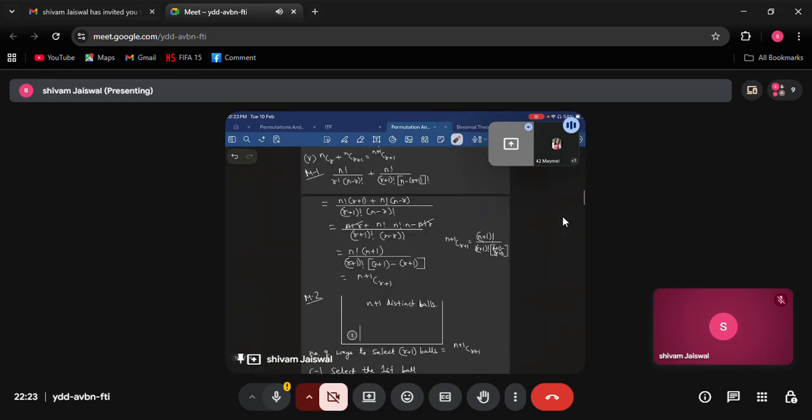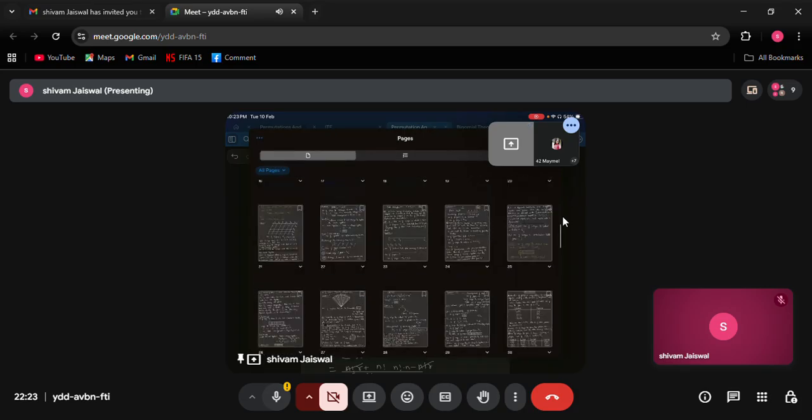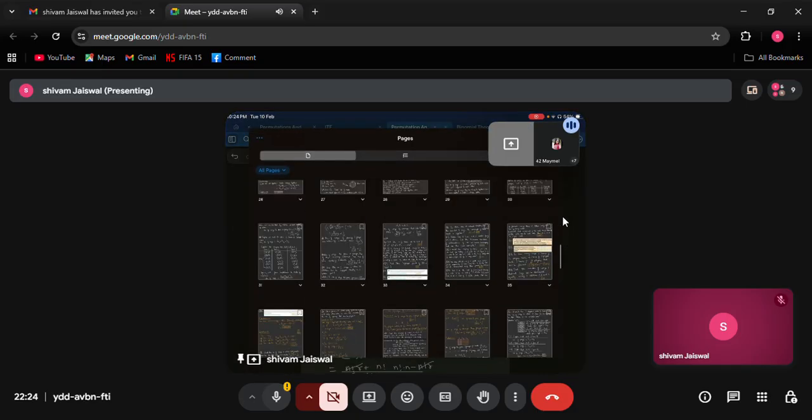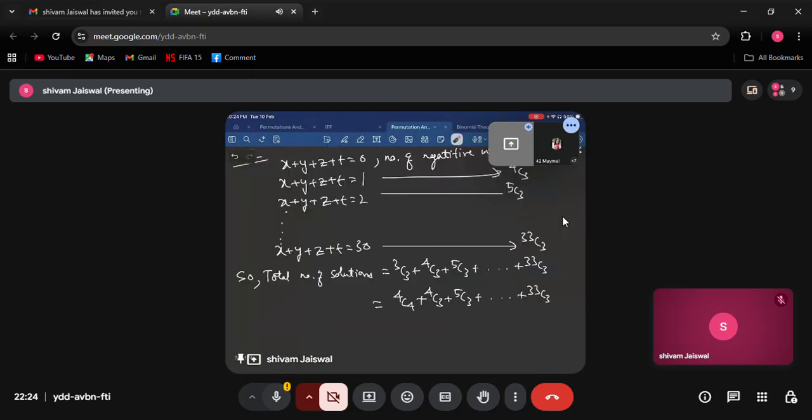I did this proof by two methods. What is nCr plus nCr+1? n+1 Cr+1. Can you people recall? Yes and no. By the end of this year, how many things you people need to remember? Don't forget.